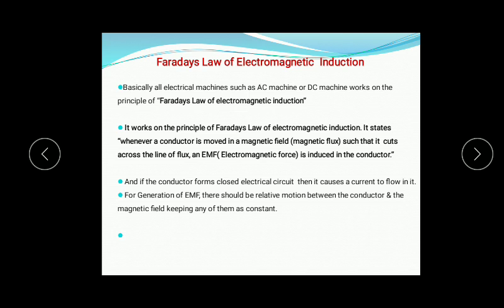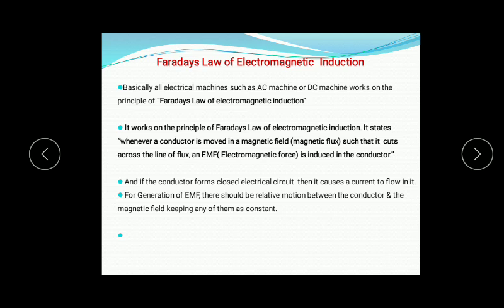It states that whenever a conductor is moved in a magnetic field such that it cuts across the lines of flux, an EMF is induced in the conductor. You have a conductor which is moved in a magnetic field. So the magnetic field is nothing but a magnetic flux which is produced by two monopoles. One is north and one is south, which are in opposite direction. North and south are facing each other.